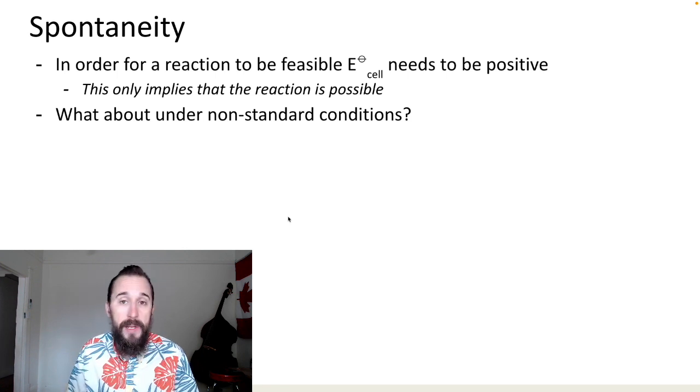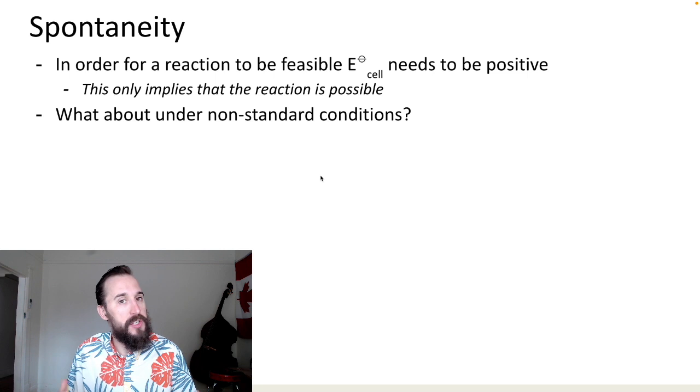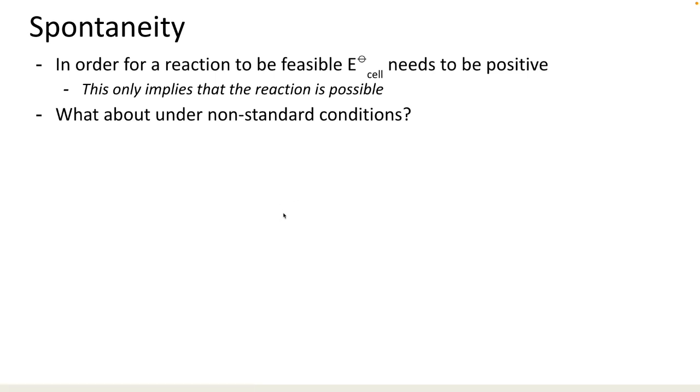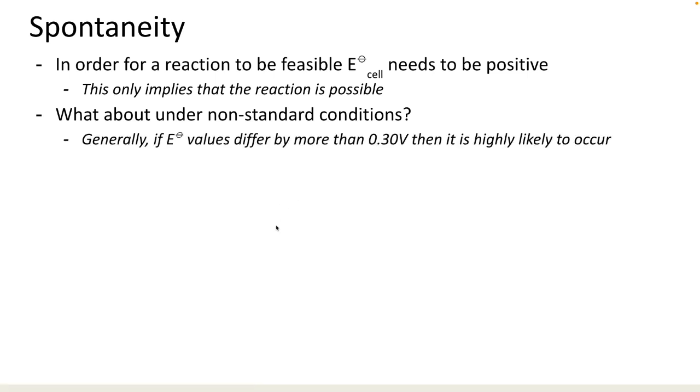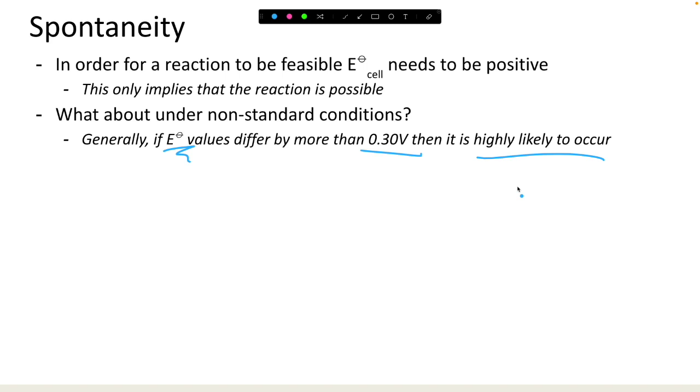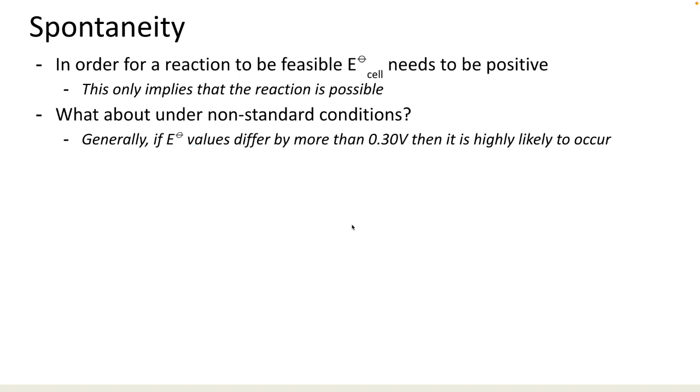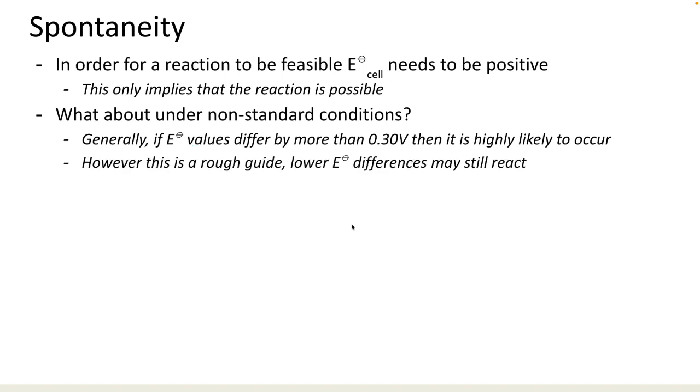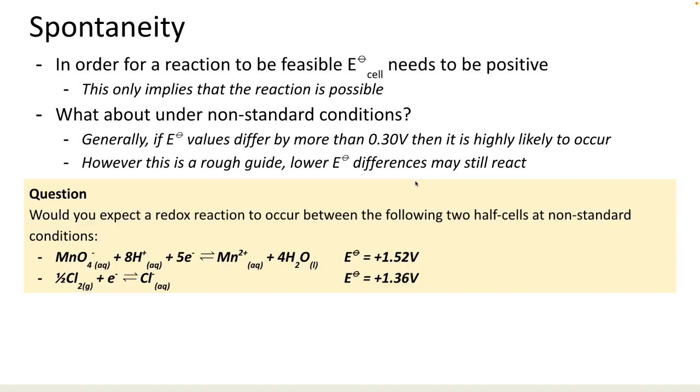And if we shift that position of equilibrium, we are going to affect the cell potentials and the reduction potentials accordingly. So there's a general rule that we can use to predict if a reaction will occur under non-standard conditions, which states that generally if our reduction potentials differ by more than 0.3 volts, we would say it's highly likely to occur, and we could predict that the reaction would take place. However, this is just a rough guide. Lower differences may still react, but it gives us a good rule of thumb that we can apply, which we can do right now, early on with a question.